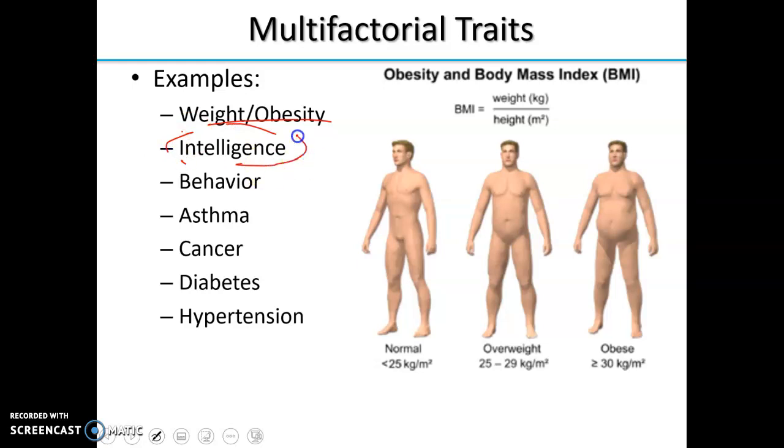You can have genes for intelligence, but if it's not cultivated, you won't reach your full intelligent potential. Diabetes can run in your family, but if you regulate your diet and you exercise, you don't have to have diabetes, okay? So you can have a genetic predisposition, but your environment dictates if you actually get the phenotype or not.